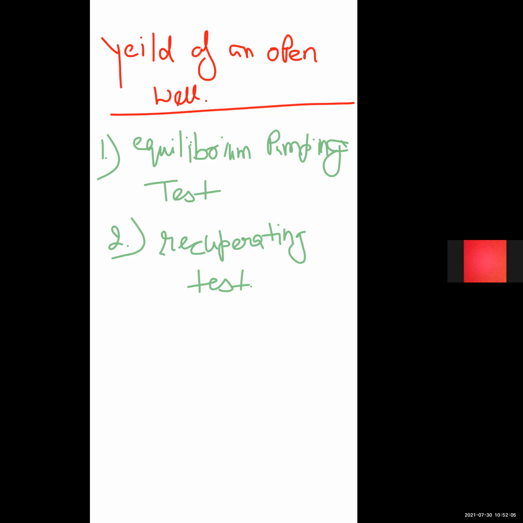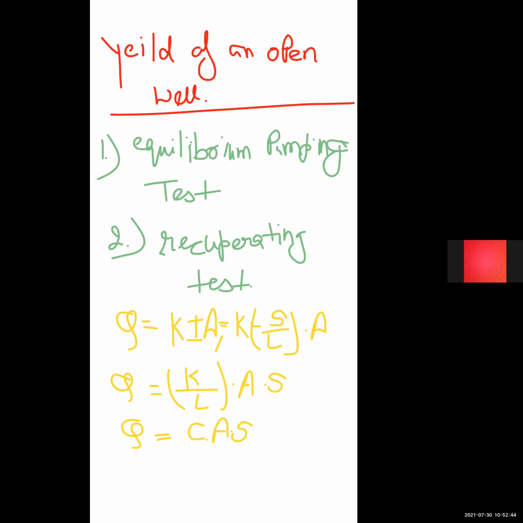Knowing this yield, say Q1, at a certain known drawdown, say S1, the yield Q at a given drawdown S can be calculated according to Darcy's law, Q equal to KIA, where I is the hydraulic gradient, K into S by L. So we can also write K by L into A into S, which can be written as C into A into S, where S is the depression head or the drawdown in the well, Q is the discharge, and A is the area of cross section.